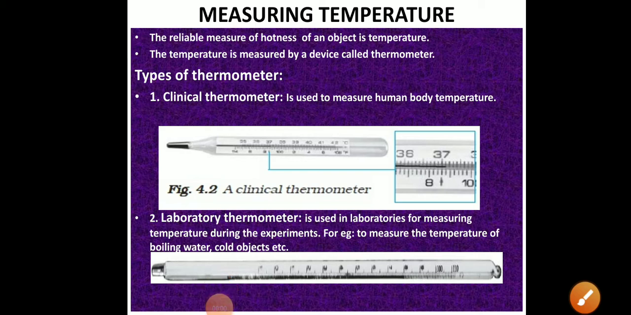Good morning, students. Today we are going to start the second part of the chapter, and in this session we will mainly learn about the clinical thermometer.